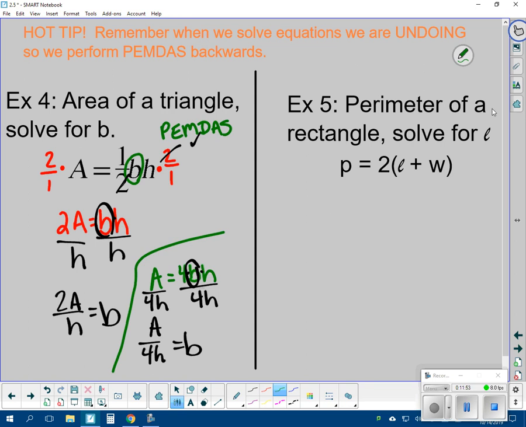Number 5, perimeter of a rectangle, solve for L. Okay, so here is what I am solving for. Let's talk about what's being done to L. I see some addition happening. I see some grouping, some parentheses, and then I see some multiplication. So this you really got to think about here.